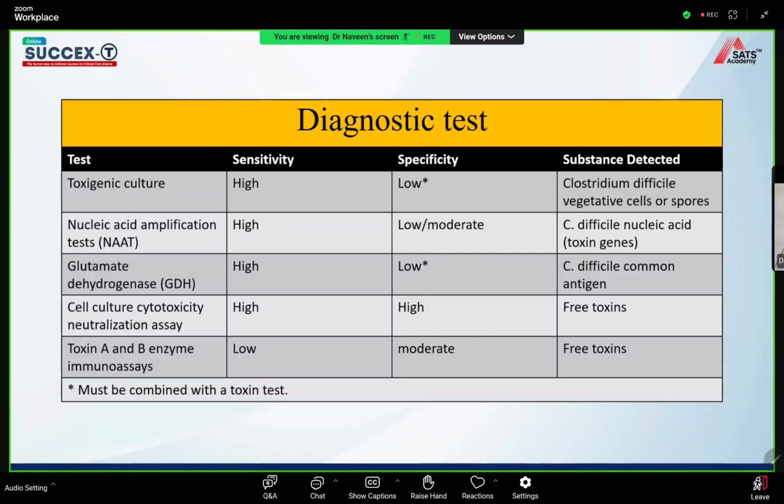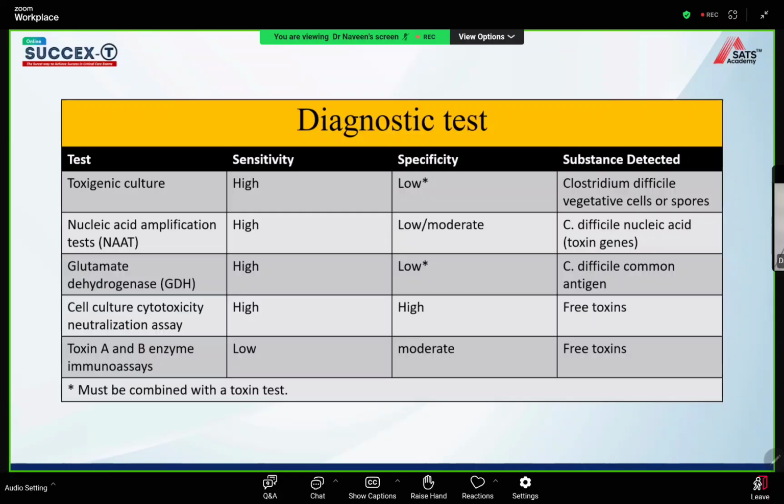And what are the diagnostic tests used in C. diff? There are various tests: nucleic acid amplification test, GDH (glutamate dehydrogenase) test, as well as cell culture cytotoxicity neutralization assay, and toxin assay. Now, in the coming slides, I will be discussing in detail NAT, GDH, and toxins.